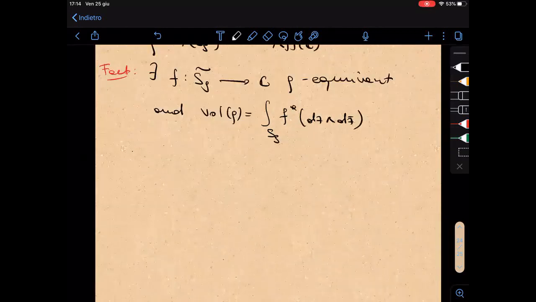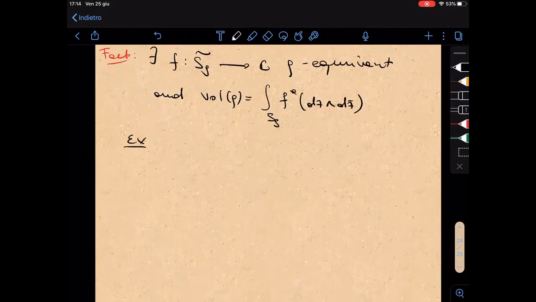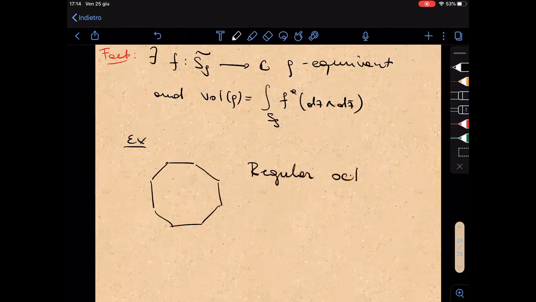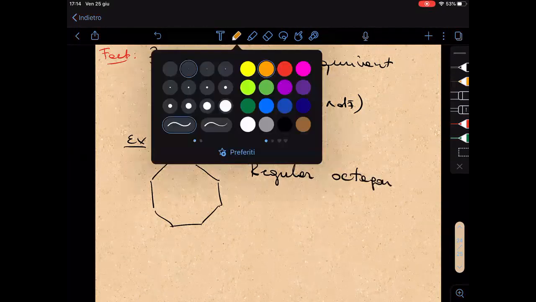Let me give you another couple of examples. So here we may think this is the regular octagon. No, this color is not good.